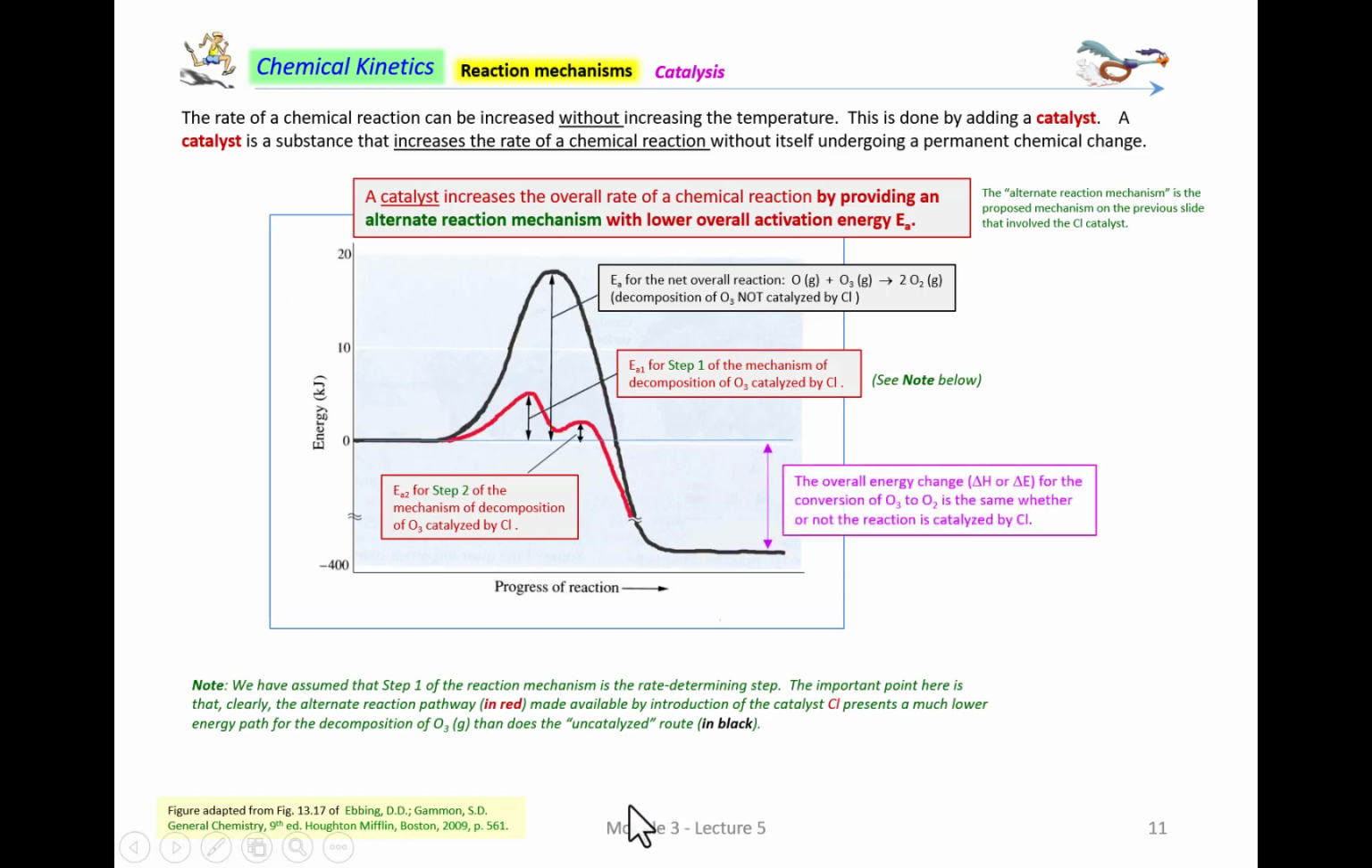And again, the overall conversion of oxygen atom and ozone to oxygen molecules has a negative delta H, or a negative delta E, if that's what you want to label it. One thing you might want to note here is that both the catalyzed and the uncatalyzed pathway have the same overall energy change. In other words, no matter which pathway you take, you're starting from the same reactants, oxygen and ozone, and ending up with the same products, two molecules of oxygen. So whether you get there quickly in the catalyzed pathway or very slowly in the uncatalyzed pathway, the overall energy change is the same for both.